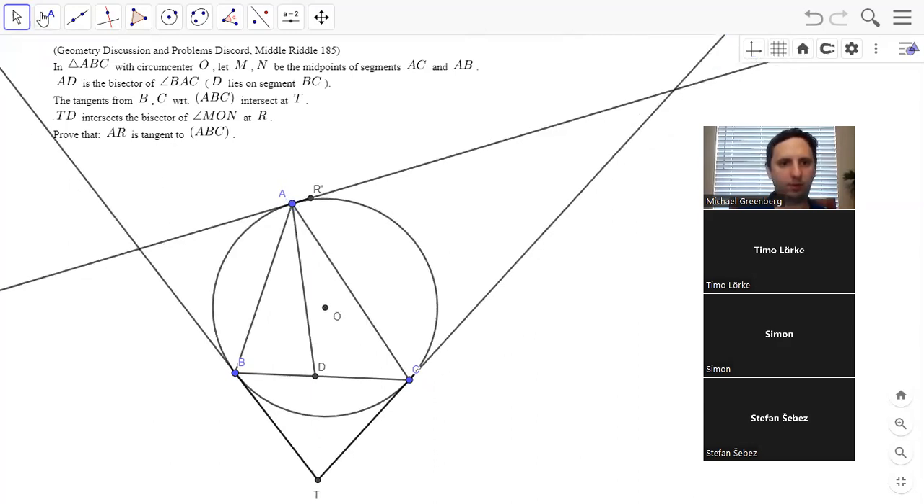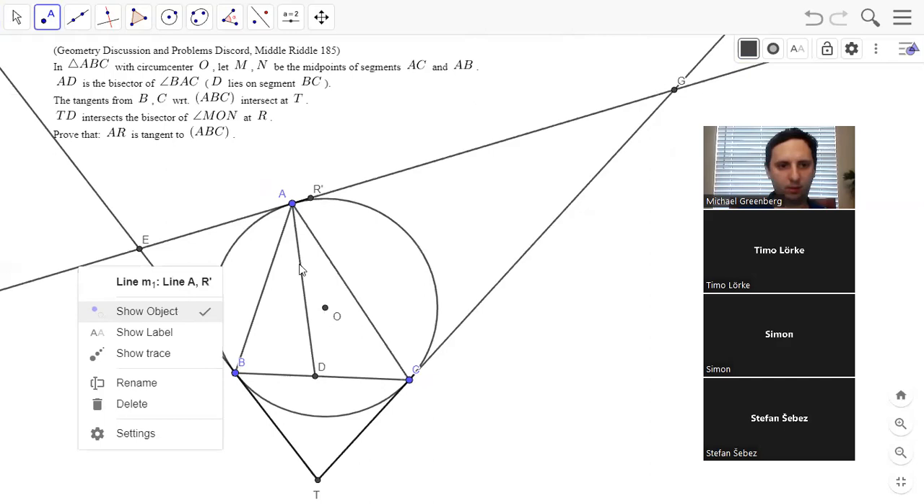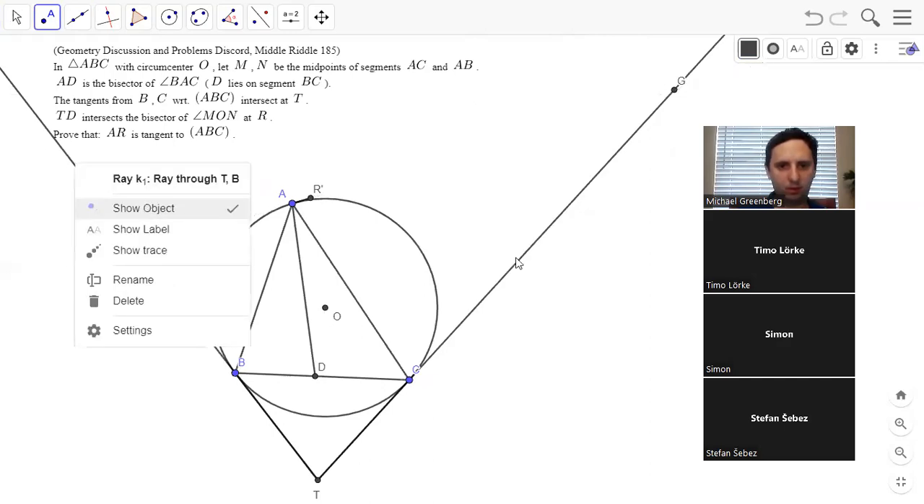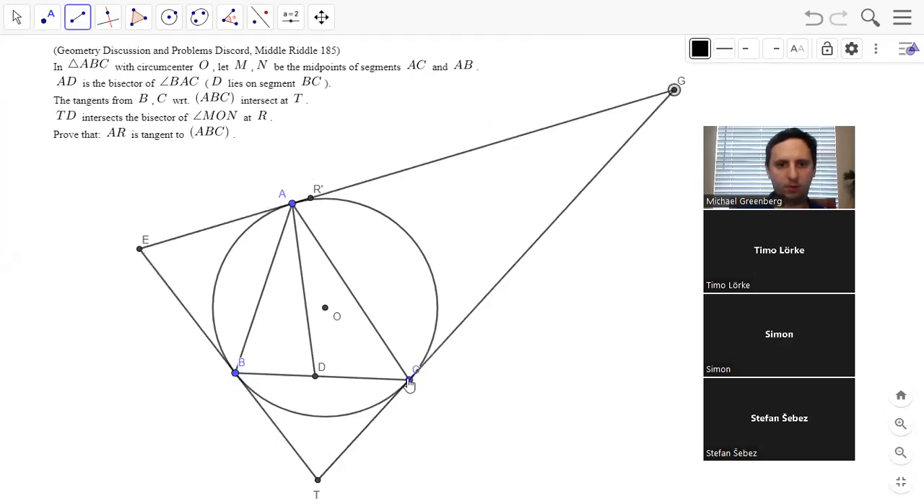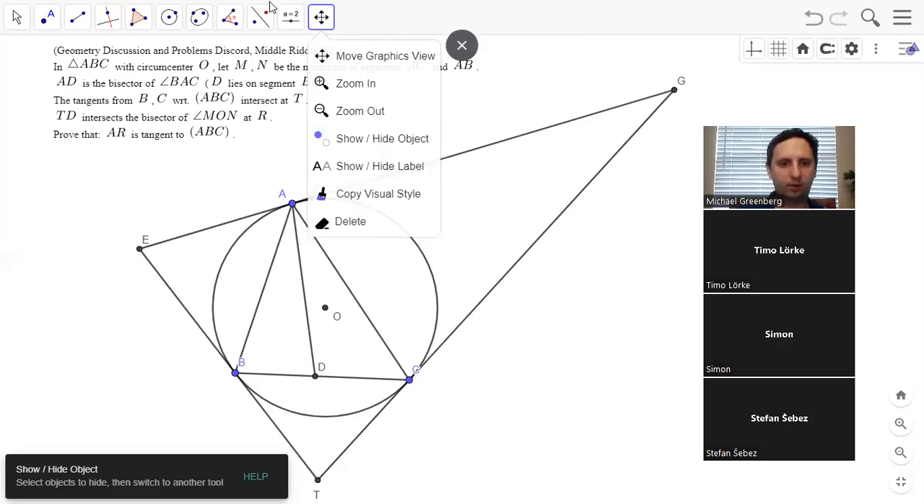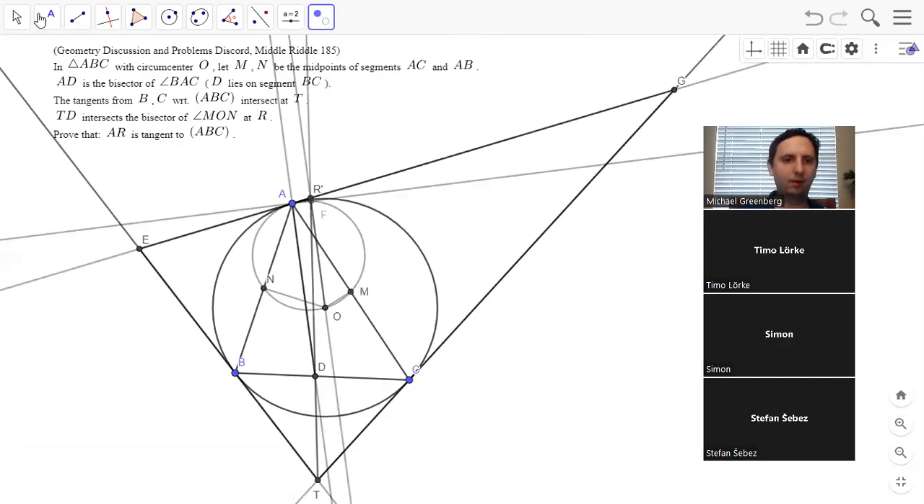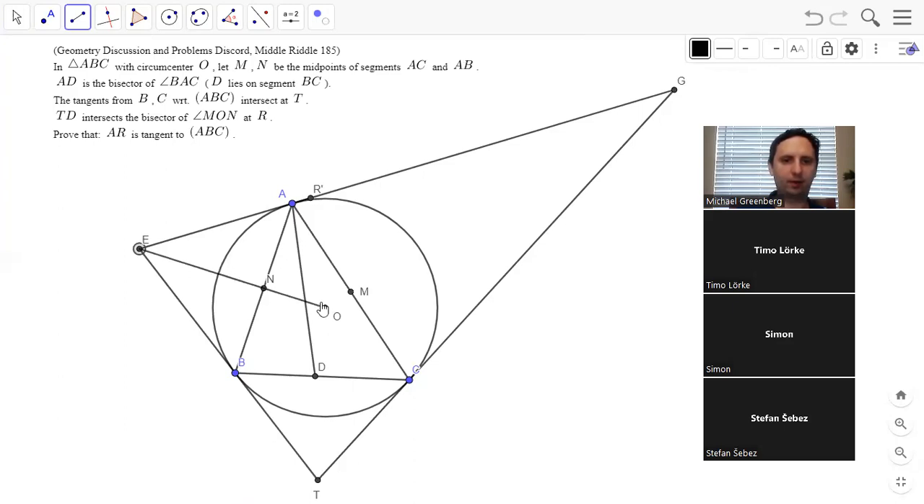Okay, so we want to prove that OR prime is the angle bisector of that angle MON, but it is the same angle as GOE. And so that is the motivation why I drew in the tangential triangle. Oh, I see. So angle MON is angle GOE. Yeah. Interesting. And we basically now want to prove that ER prime over R prime G is OE over OG.